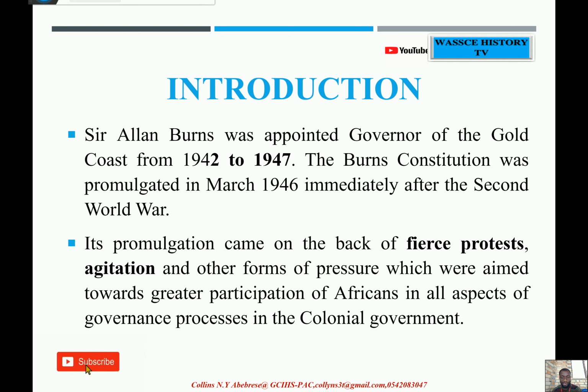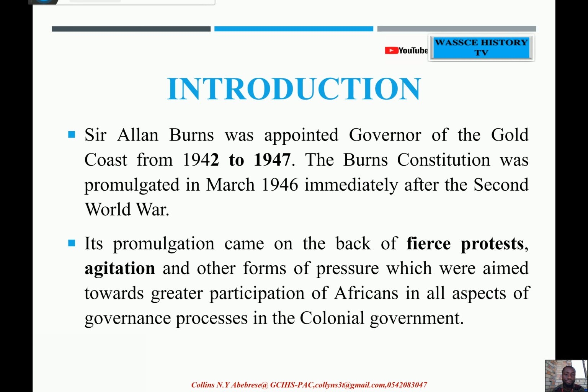nationalists. So we are saying that it was promulgated at the back of fierce protest and agitation and other forms of pressure, which were aimed towards a greater participation of Africans in all aspects of the governance processes in the colonial government. Like I'm saying, the mindset had changed, and so the educated elite wanted to have majority representation in governance, unlike the first one before the First World War, when they were only agitating for reforms. Now they were demanding active participation in the colonial governance process.